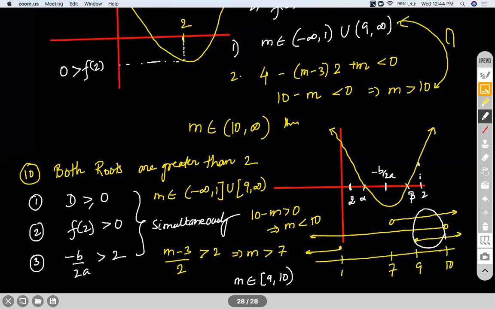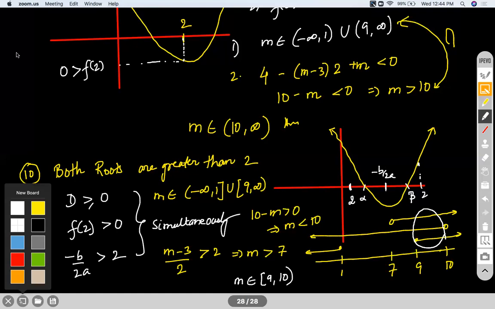Next condition. 11th question. Both roots are smaller than 2. I think this should be easy. Yeah, same process and put that third condition also. Minus b by 2a less than 2. Less than 2, yeah. Tell me the answer now.